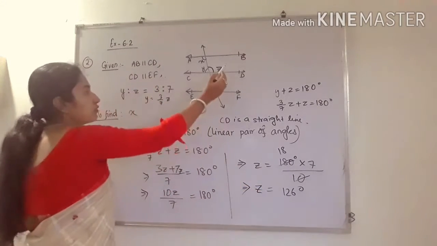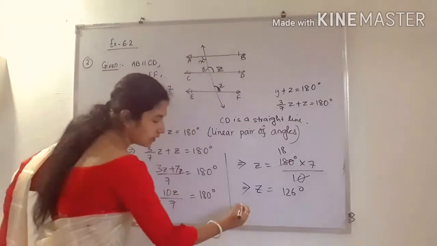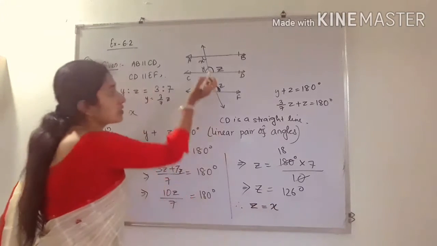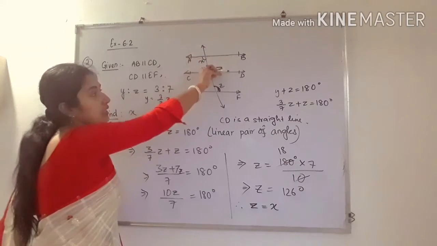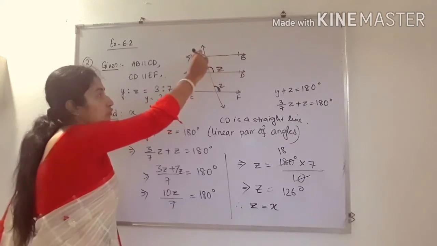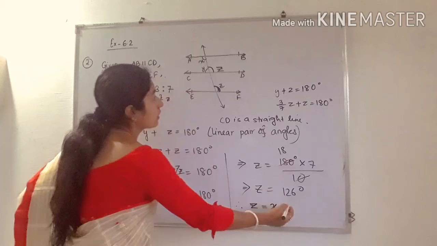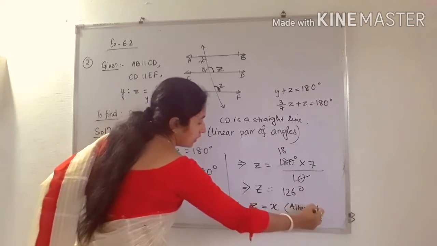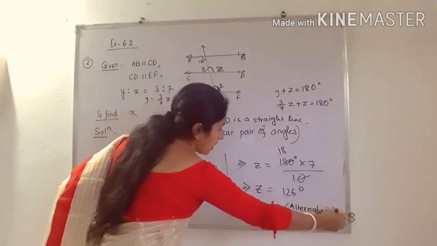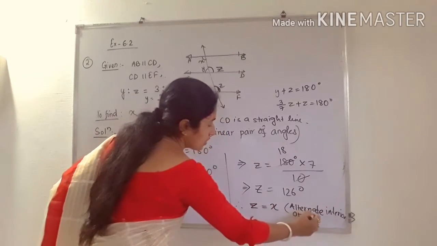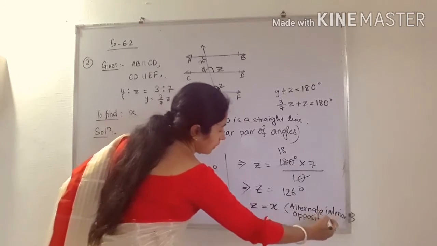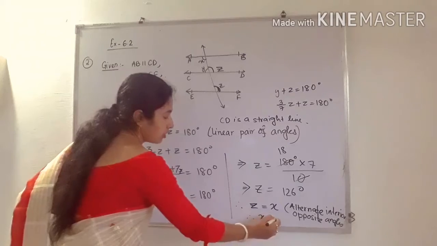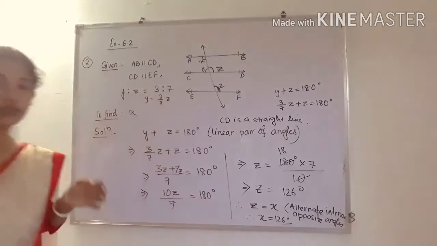Okay. So see here, if Z is equal to 126 degrees, then we can write therefore angle Z is equal to what? Angle X, because you can see AB is parallel to CD. Already given AB is parallel to CD, so they are forming what? Alternate interior angles. Actually the name is alternate interior opposite angles. Because these are opposite, mention this one: alternate interior opposite angles are equal. So therefore angle X is also equal to 126 degrees.